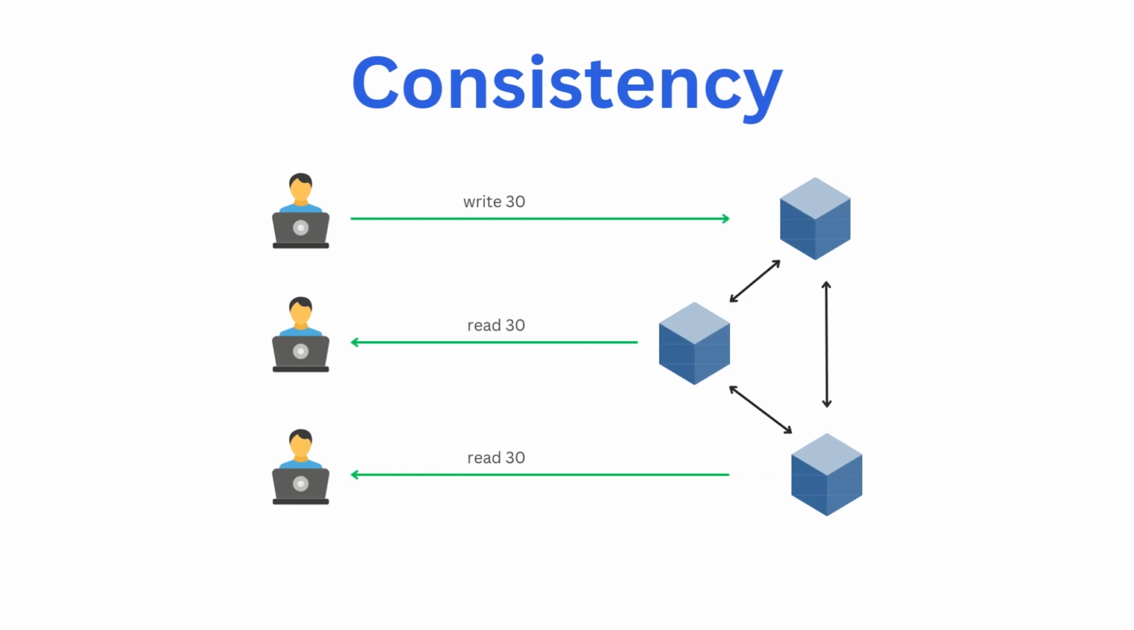Consistency means that every read operation returns the most recent write, no matter which node you interact with. For example, imagine you deposit money into your bank account at an ATM. Consistency ensures that if you check your balance on a mobile app a moment later, it reflects that deposit immediately. There's no confusion, every part of the system is in sync.